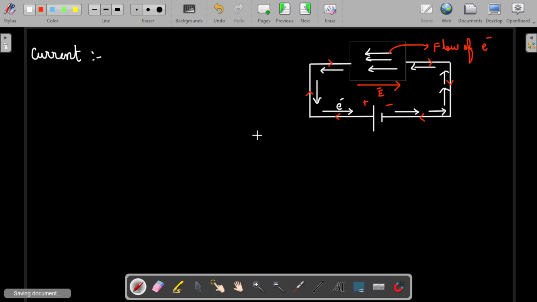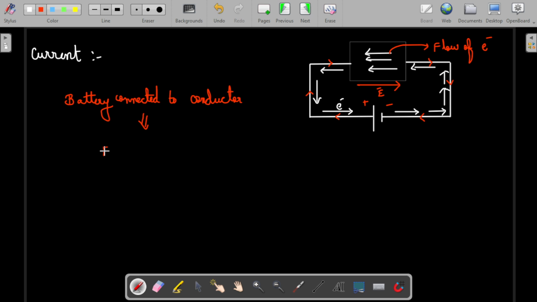When a battery is connected across a conductor, the electric field is produced from positive to negative. So when the battery is connected to the conductor, as a next state, what will happen? The electric field will be produced from positive to negative. Because of this electric field, the electrons will drift in the opposite direction.